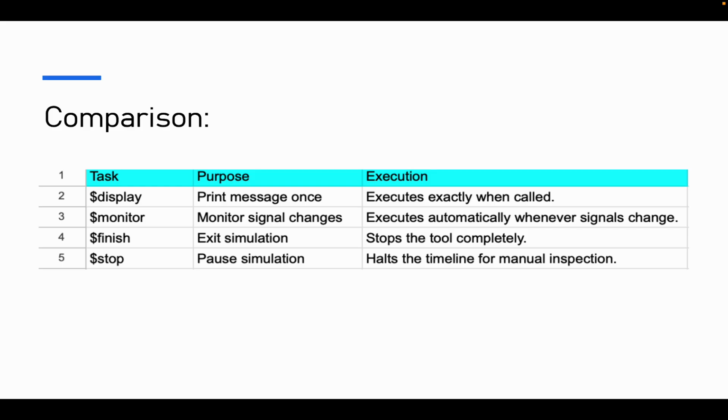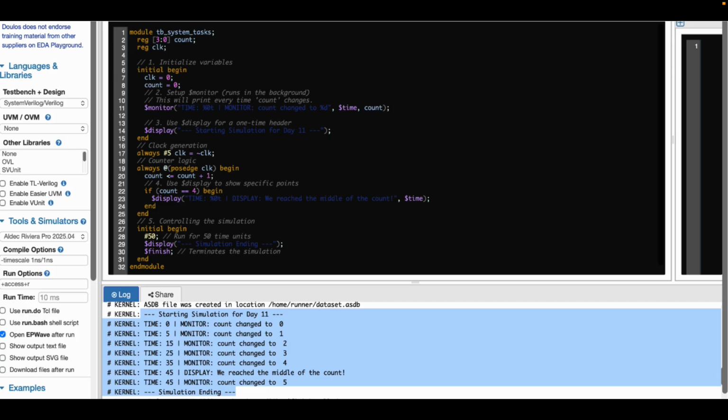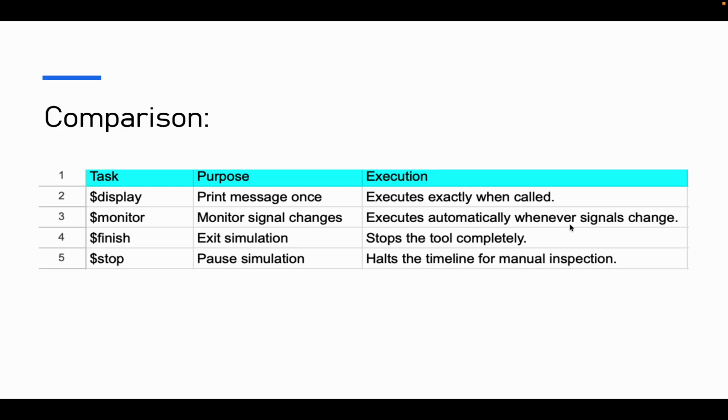Comparison. This is very important. $display is used for printing the message only once, and it executes only when it is called. But $monitor is not like that. $monitor keeps on observing the signal changes and prints them. Here you can see we have used it only one time, but $monitor will keep on repeating whenever the value changes. It executes automatically whenever a signal changes. $finish is like exiting the simulation, it stops the tool completely. $stop is a pause in the simulation. It halts the time for manual inspection.